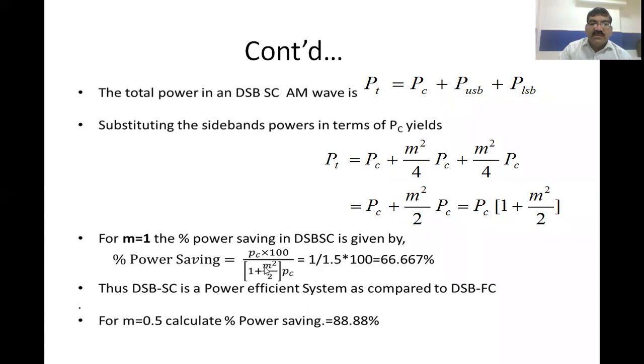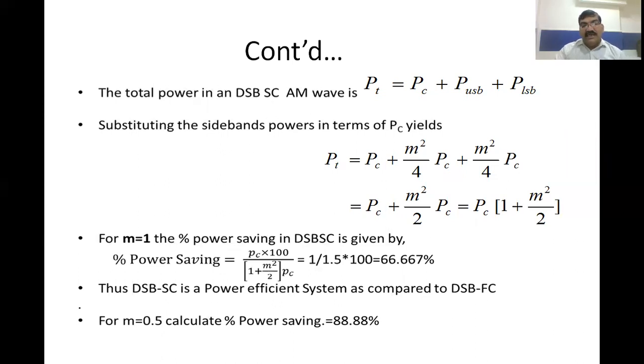For the modulation index 1, you can put the value, so it becomes 1 by 1.5, since it is 1 plus 0.5, so 1.5. So 1 upon 1.5, PC gets cancelled, so 1 upon 1.5 into 100. So there is 66.67% power saving in double sideband suppressed carrier.